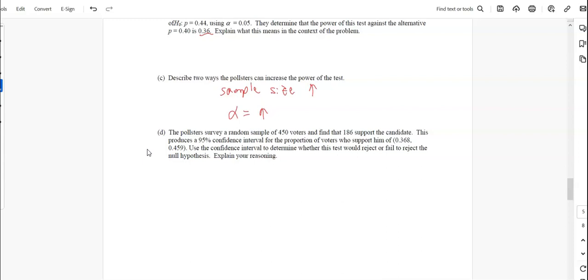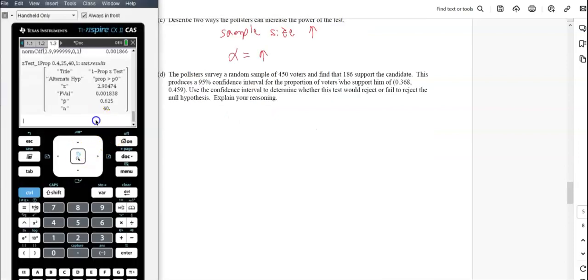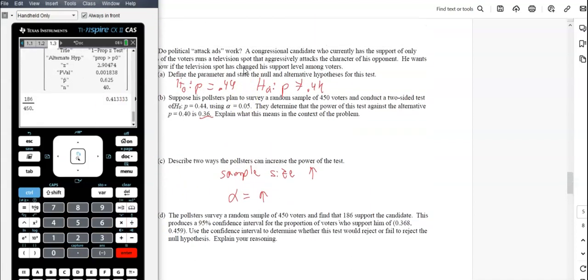Pollsters survey a random sample of 450 voters to find that 186 support the candidate. This produces a 95% confidence interval for the proportion. Use the confidence interval to determine whether this test would reject or fail to reject the null. So let's look at this. They find that 186 support. So I think we need to get our calculator out and say, okay, 186 divided by 450. Do we need this or not? Let's see. That's 41. Actually, I think let's look back to the null.